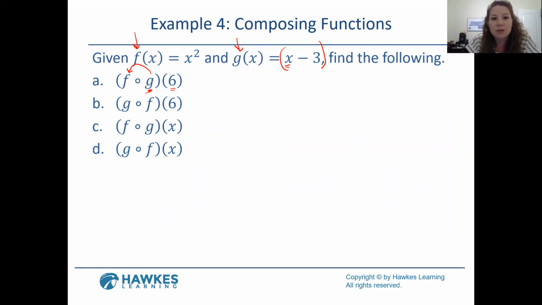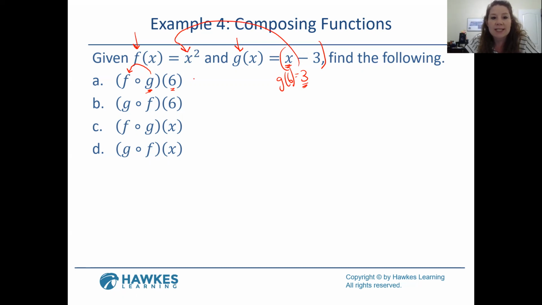So the first thing we're going to do is right here, we're going to plug in 6 for X. Well, 6 minus 3 is 3. So now G of 6 is equal to 3. So now we're going to take 3 and we're going to implant it into the function of F.